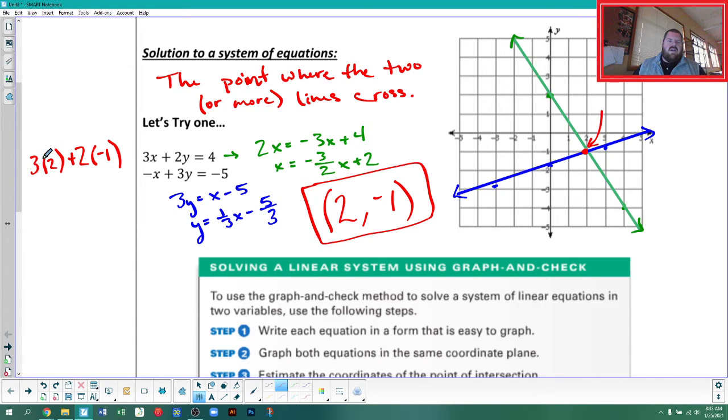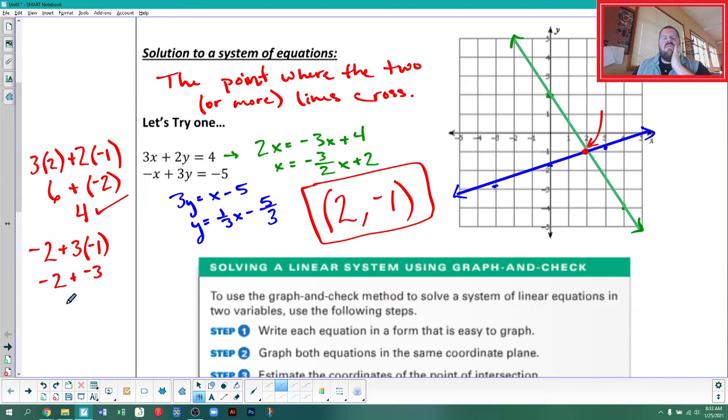All right, plugging it in here, I get 3 times 2 is 6, plus -2, which is 4, so it's good there. And then -2 plus 3 times -1 is -2 plus -3, which is -5, so that one's good as well. So that's kind of the check part of that strategy.